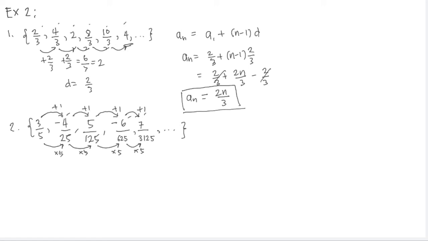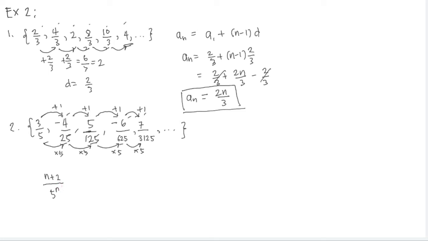So how do you get the numerator? The first term is given by n plus 2, where n is equal to 1. Right? For the second term, n plus 2, 2 plus 2 is 4. For the third term, 3 plus 2 is 5. So the formula for the numerator is n plus 2. How about the denominator? The formula for the denominator is 5 to the 1, 5 to the 2, 5 to the 3, 5 to the 4, 5 to the n.